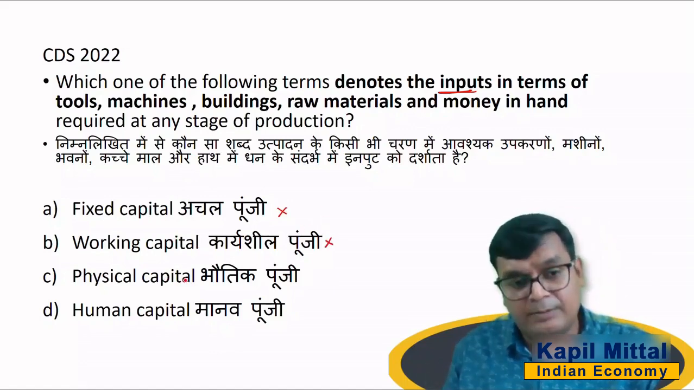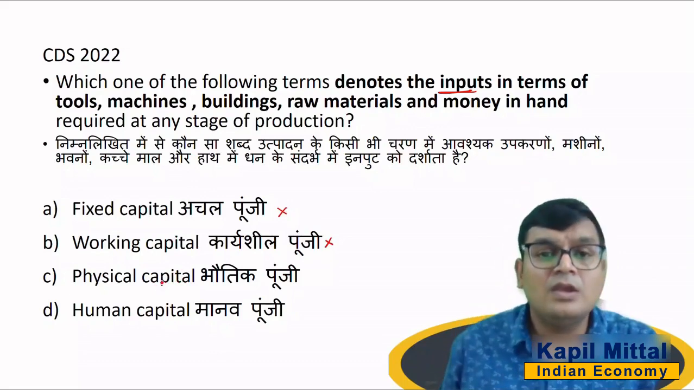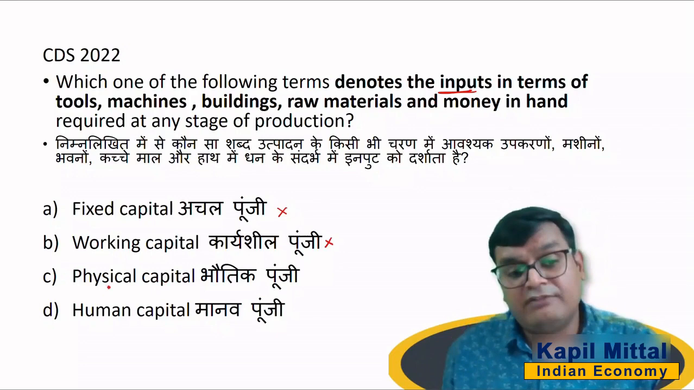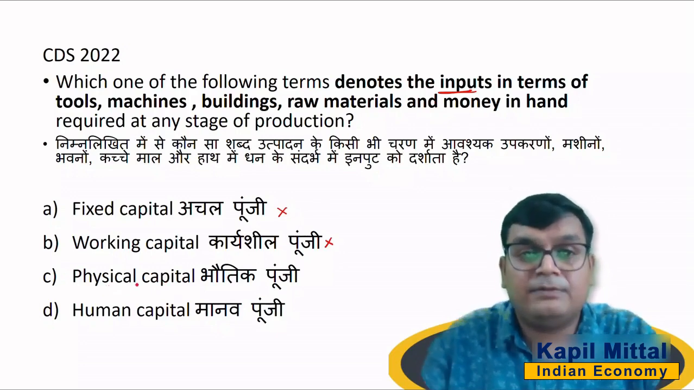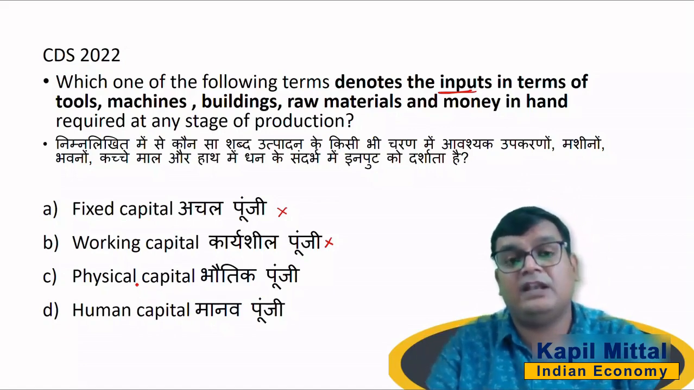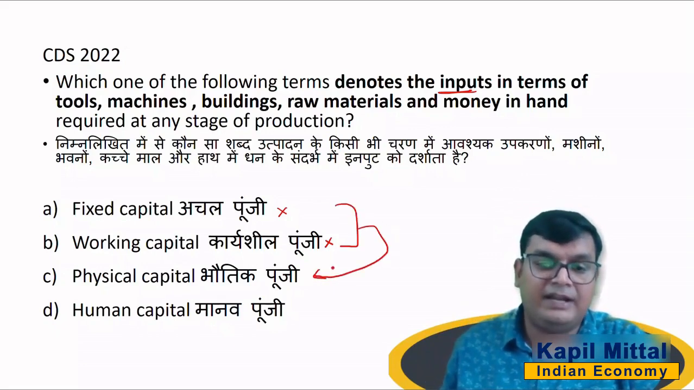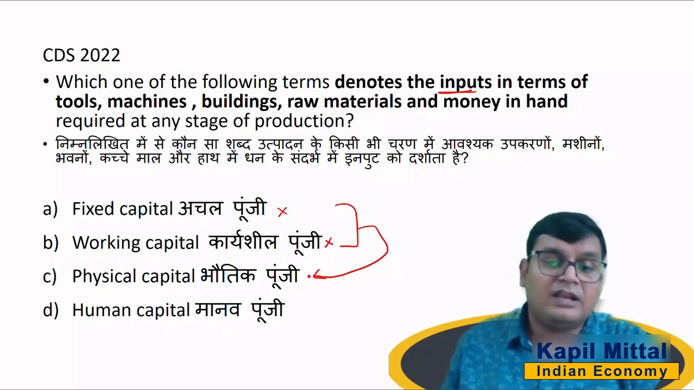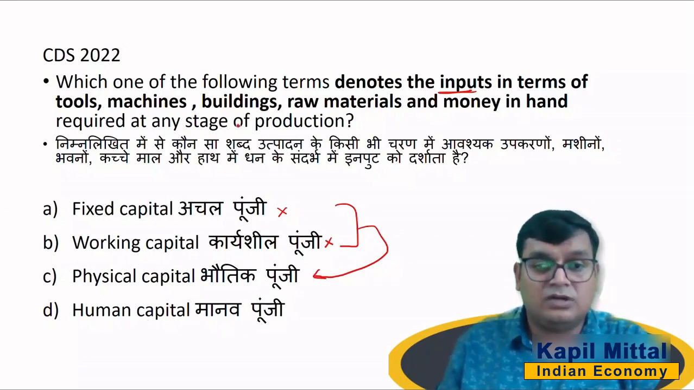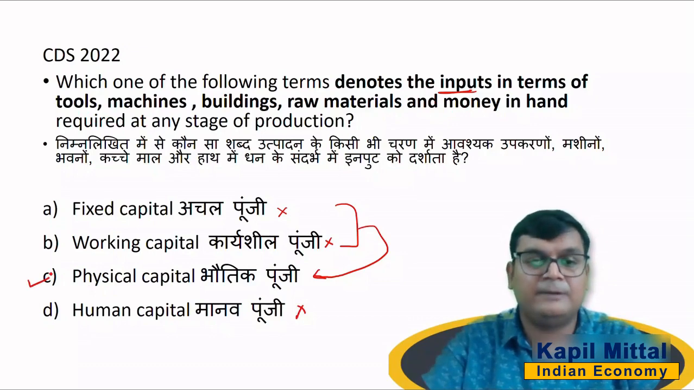Now we are remaining with only two options, physical capital and human capital. What do we mean by physical capital? Physical capital means the variety of inputs required at every stage during production. It consists of fixed capital and working capital, so it is a mix of the above two. Combined, these are considered as physical capital. Now the human capital: there is no human part in the inputs here, so this is also wrong. The correct answer will be physical capital.